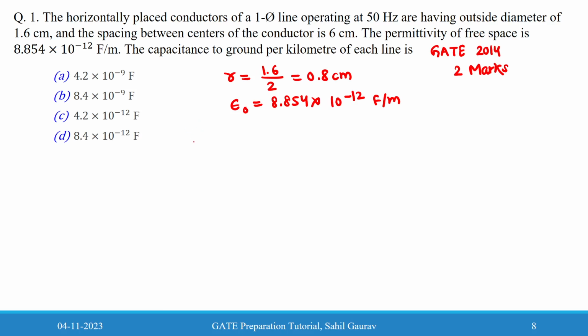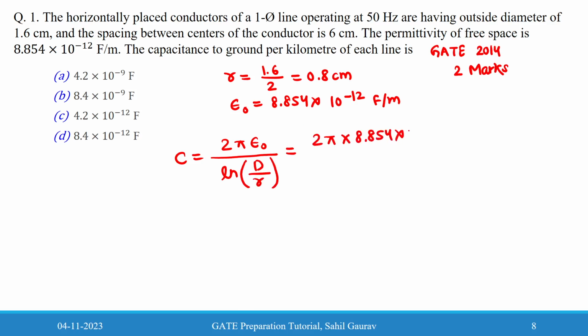So applying the expression C is equal to 2 pi epsilon naught divided by ln d divided by r. You just have to put in all these values and get the answer. Epsilon naught is 8.854 into 10 to the power minus 12 farad per meter, and d is given as 6 centimeter. The unit of d and r should be the same so that they cancel out.